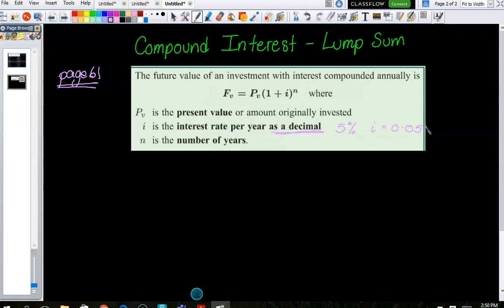And N, I actually don't like how it's saying it's the number of years. It's actually the number of times it compounds, but we'll look at that a little bit later on.